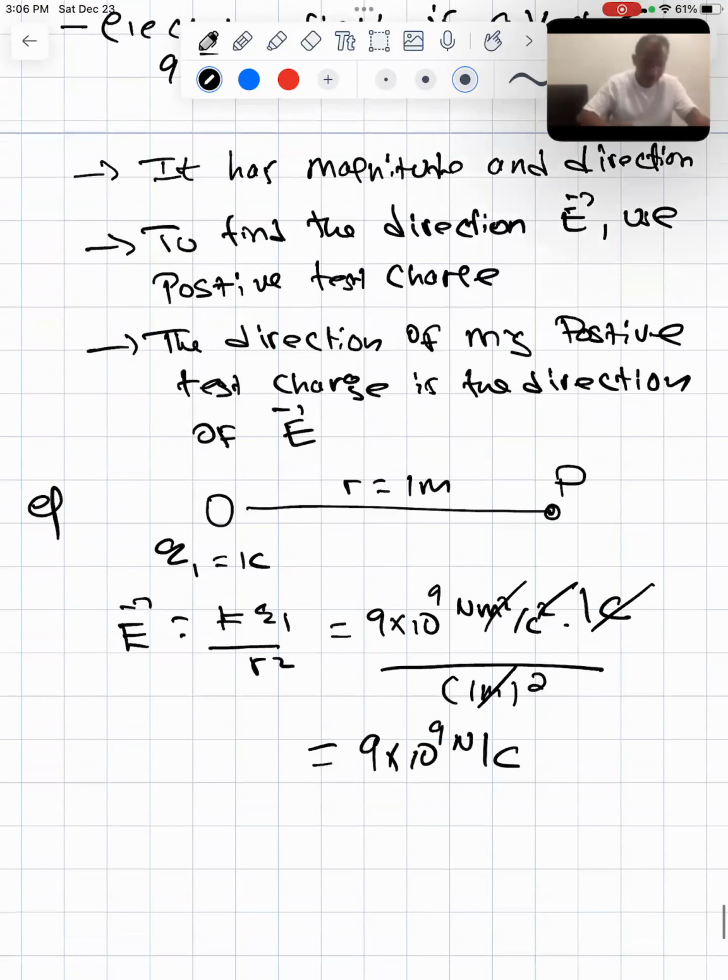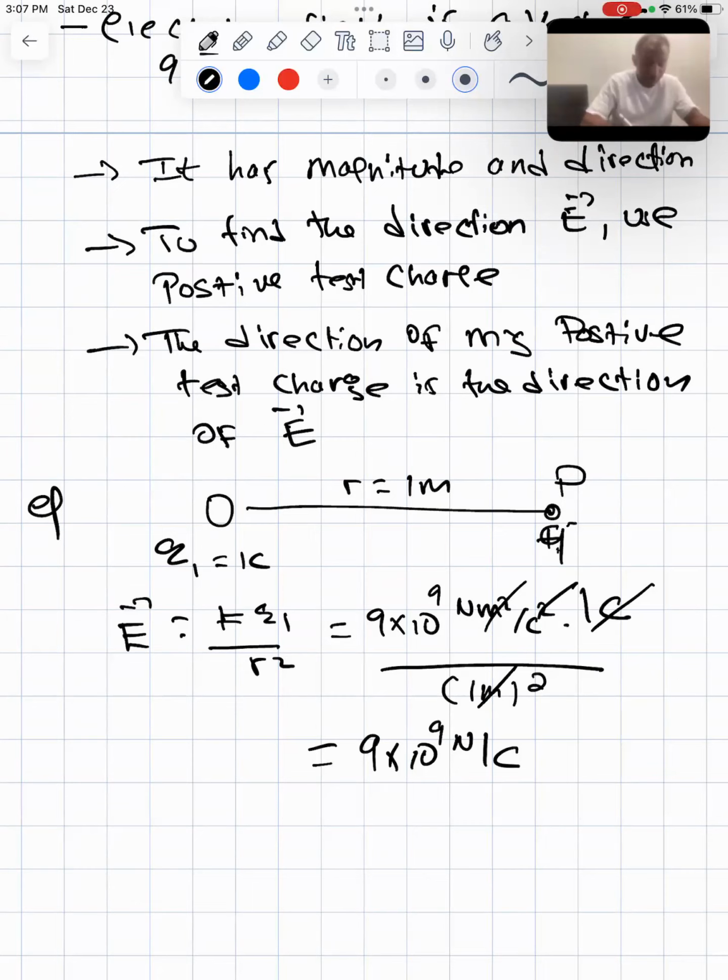But how can I find the direction? To find the direction, put your positive test charge at P, because I'm asking you to find electric field at P. Now your positive test charge is going to be repelled because Q1 is positive. Your positive test charge is positive.